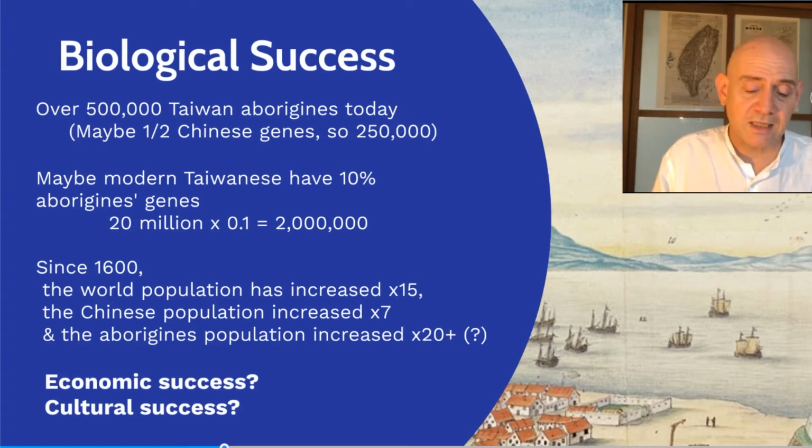Cultural success. Now that's also something. Here in Taiwan, you just look around and you say, well, this looks like kind of a Chinese cultural society. It doesn't really look like an Aborigine society. So maybe culturally the Aborigines could be argued to be much less successful than the Chinese. Here in Taiwan, most people speak Chinese. They don't speak the Aborigine dialects. So in that way the Aborigines were less successful.